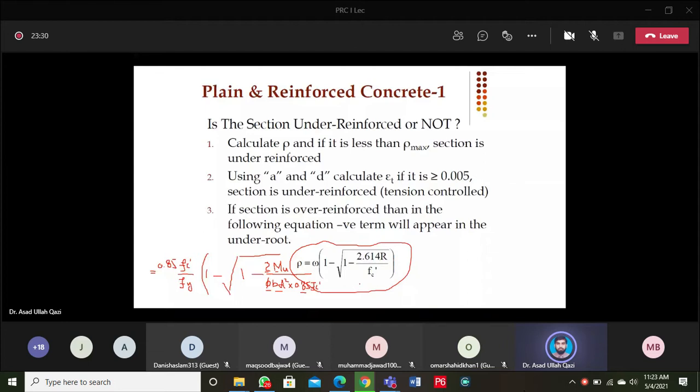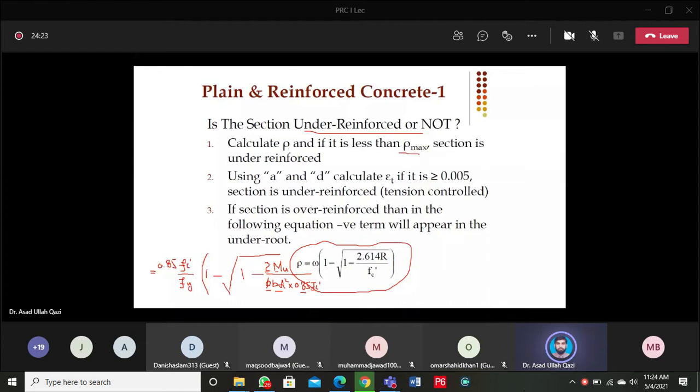So it is also summarized on this slide that in assessment of the cross section, in order to classify whether it is under reinforced, tension controlled or not, as I have given you one example during derivation of rho max, rho balanced and rho minimum, once you are given the cross section and the area of steel is also given, you will calculate rho of that section by dividing area of steel with the effective area bd, and then compare that cross sectional rho with rho max.